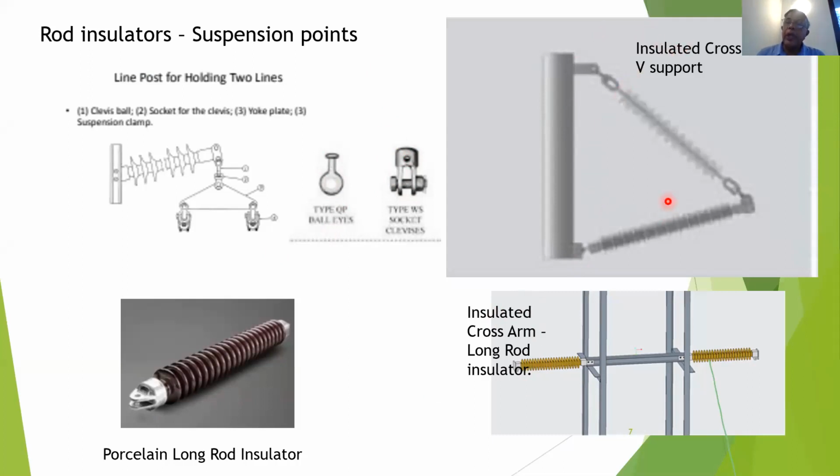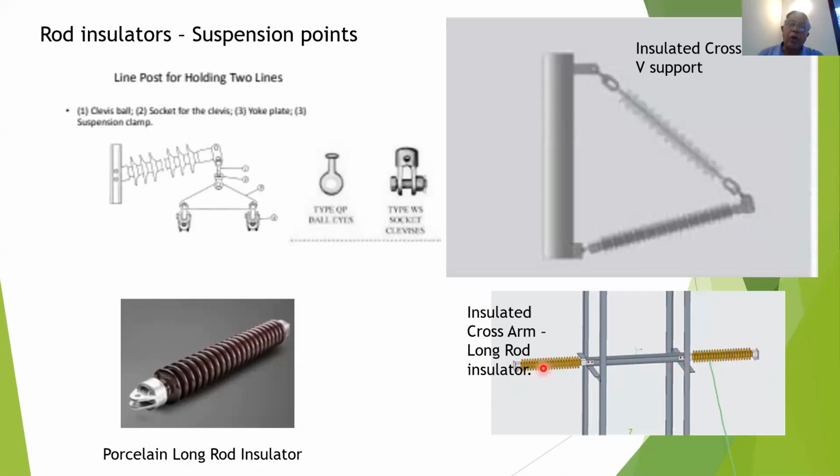So this is again a porcelain long rod insulator, and on the right hand side, an insulator cross arm, V-shaped, and your suspension clamp can be connected over here. Here also, this I-type insulated cross arm, and your suspension clamp can be connected at the end of this insulator.